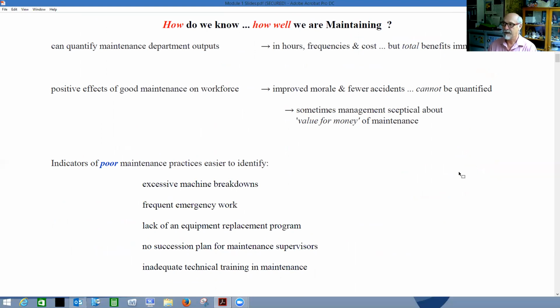So you can quantify maintenance department outputs in terms of hours, the frequency of shutdowns, overhauls, stops in production, downtime, all that type of stuff. And so therefore, you can quantify things. Positive effects of good maintenance on the workforce: some of these things are a little bit harder.